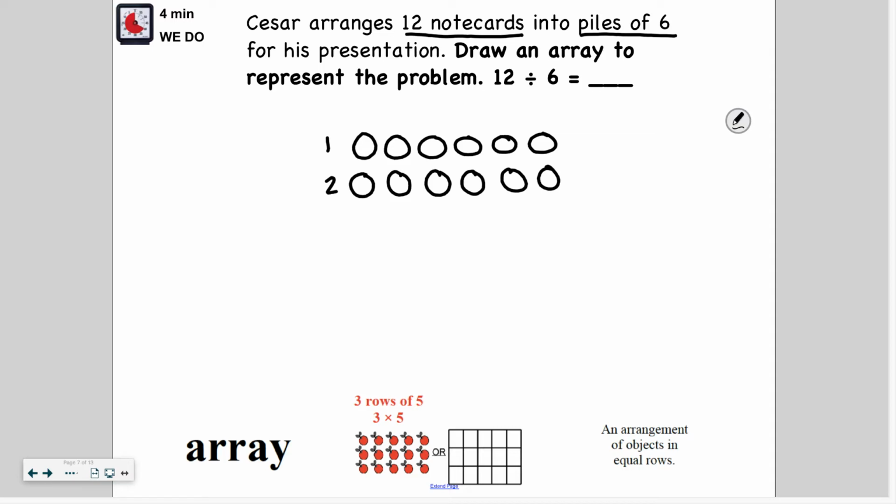into each pile. So what would our answer be then? How many piles of note cards did he make? So he made 2 piles, as you can see in our array, 1 and 2.